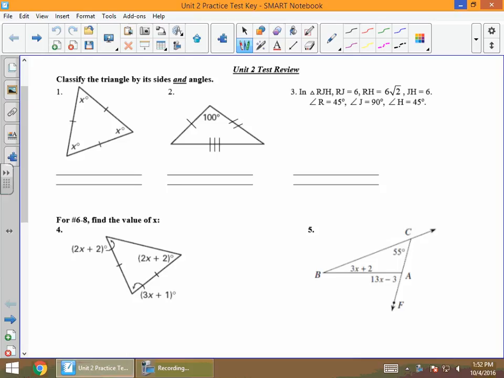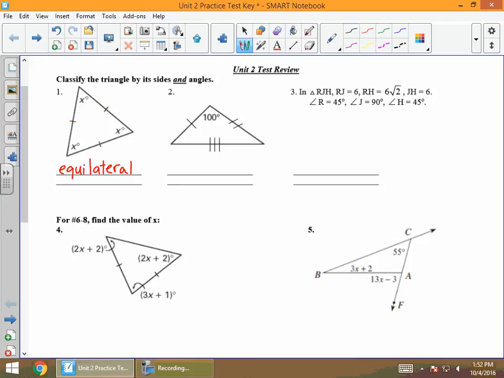Questions 1, 2, and 3 say to classify the triangle by its sides and then by its angles. So I'm going to first just pay attention to the sides. In question number 1, you'll see these little marks on the edges showing me that all 3 sides are the same. That makes this an equilateral. E-Q-U-I, lateral. You see the word lateral, you're always going to think sides.